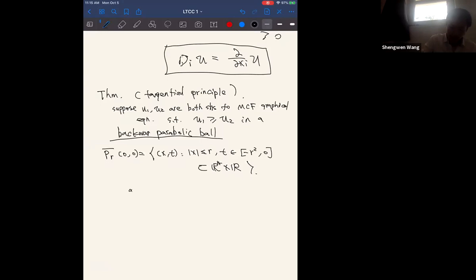And also, it has a touching point, an interior touching point in the parabolic ball. In this case, 0, 0 is an interior point. Then we have U1 constantly equal to U2 in the whole parabolic ball.